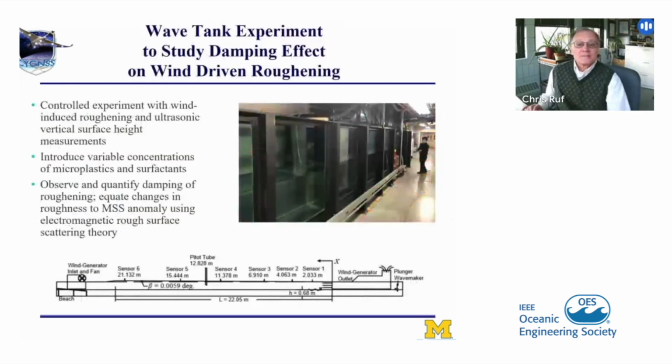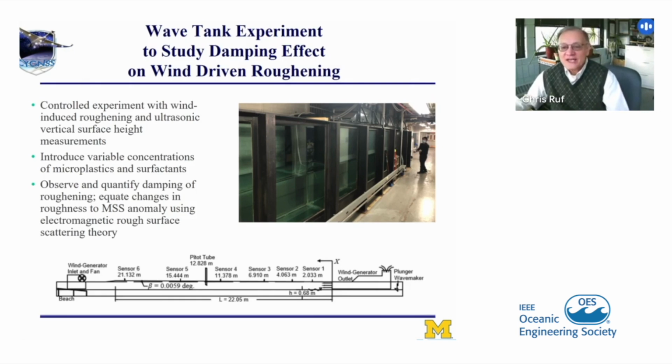And then my last point I wanted to cover is we've also started doing wave tank experiments to try to understand exactly what the physical mechanism is that's causing the suppression of the roughening, that's causing this mean square slope anomaly. And we've done that with a wave tank at the University of Michigan, here in Michigan.